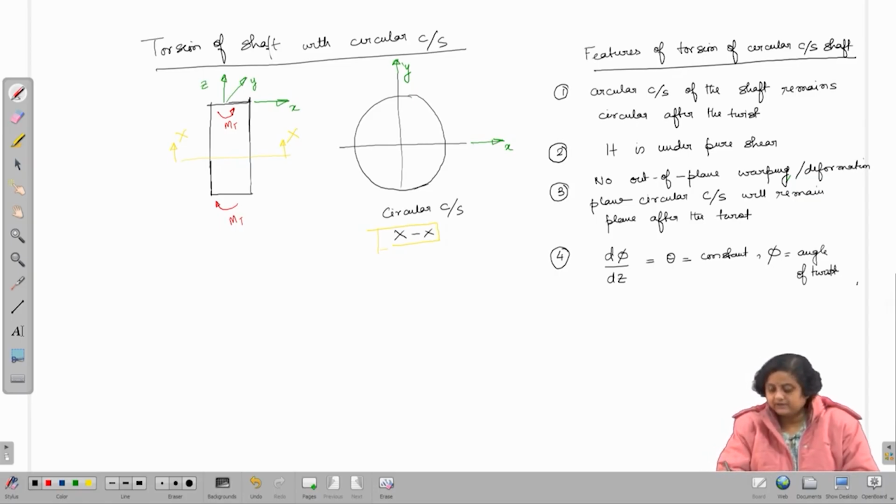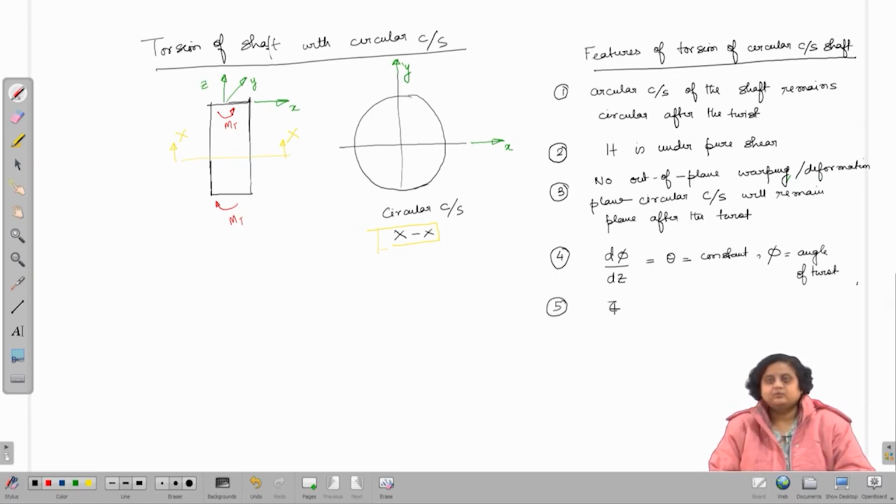The fifth point is that the shear stress that we have talked about is going to be directly proportional to the radial length from the center of the shaft. So, the shear stress at any point of the shaft is directly proportional to the radial distance of the point from the center of the shaft.